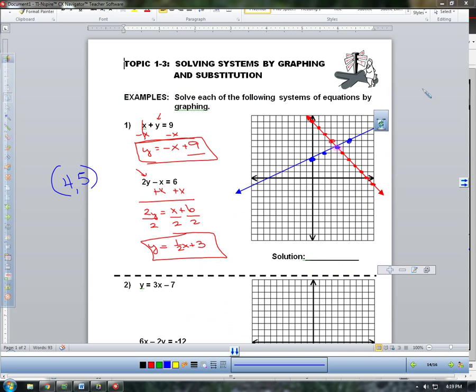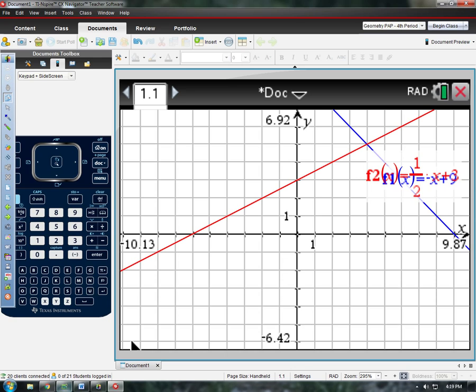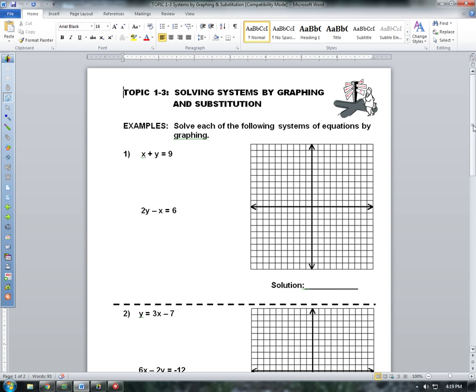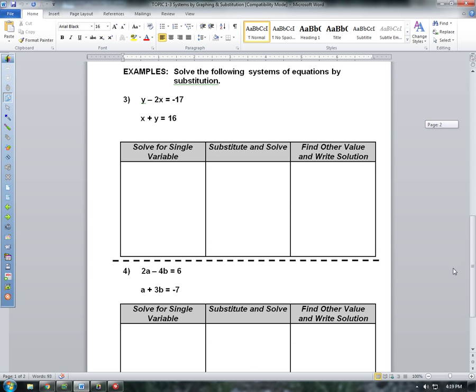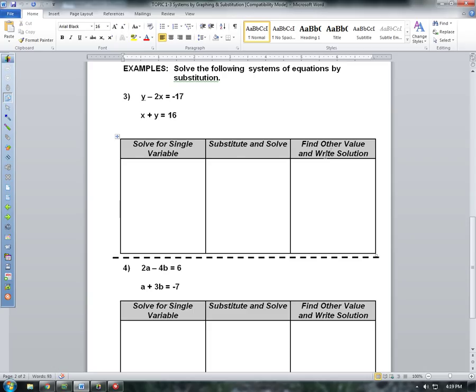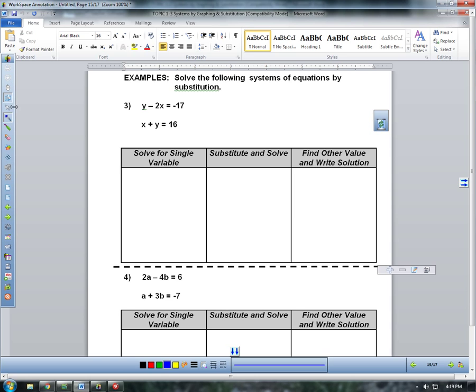Now, yesterday, we also talked about, and we're going to work with it a little bit more, solving by substitution. So, if you don't see these 3 columns, make them. It will make this so much easier. Both of these have single variables. I'm going to go ahead and use this one as my single variable. So x plus y equals 16. So I'm going to write y minus 2x equals negative 17.